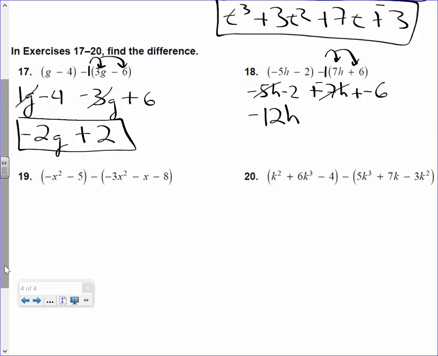I like to cross them out when I'm done. Negative plus more negative again is still negative, right? You lost $2 and lost 6 more bucks. You lost a total of $8. There's our final binomial.